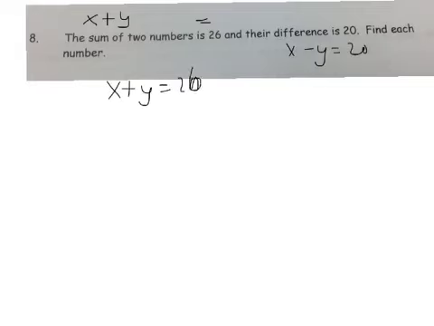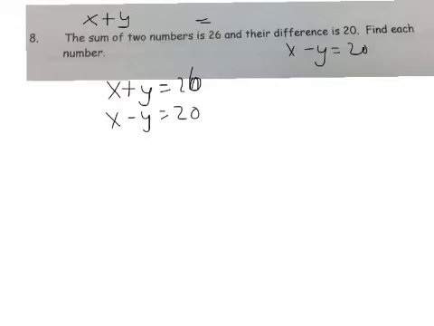Okay. The sum of two numbers, so we're going to call our two numbers x and y, so the sum of those two numbers is 26, and their difference is 20. So those are our two equations, x plus y equals 26, and x minus y equals 20. Neither one of those is solved for us. They are all pretty easy to solve for.